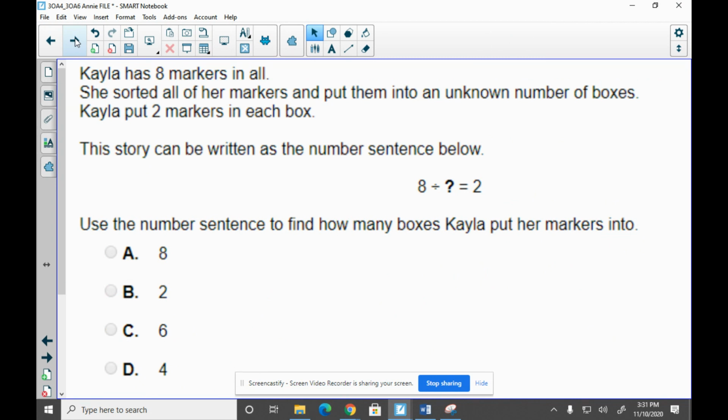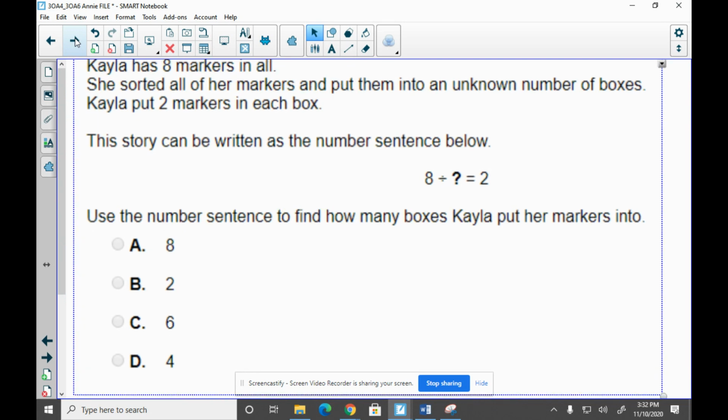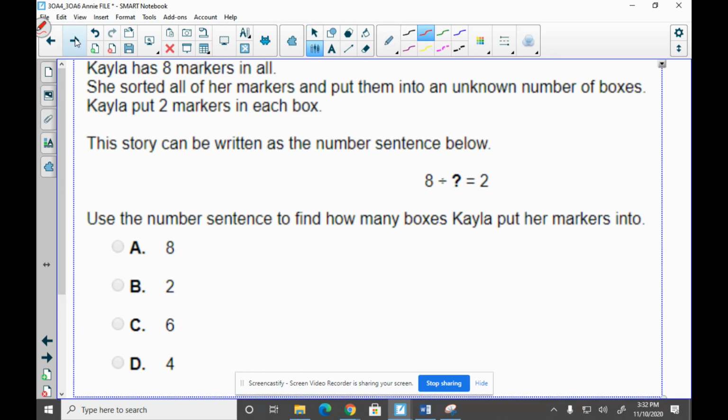Kayla has 8 markers in all. She sorted all of her markers and put them into an unknown number of boxes. Kayla put 2 markers in each box. The story can be written as this number sentence: 8 divided by some number, that's a question mark, same as if we put a box there, 8 divided by some number equals 2.